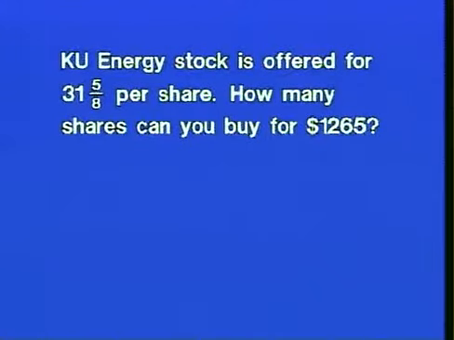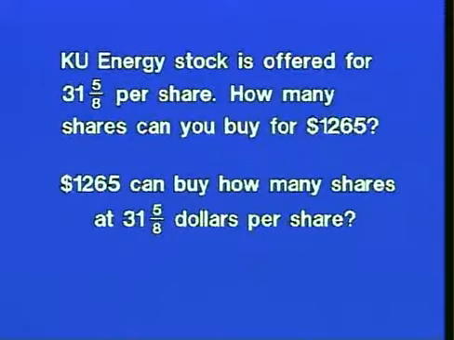It says KU Energy stock is offered for 31 5/8 per share. Now that means 31 5/8 dollars per share, but when talking about shares of stock, generally dollar signs are not used. How many shares can you buy for $1,265? Now you may interpret this problem immediately and understand what has to be divided here, but a lot of times if a problem is confusing, you just restate it in another way. Just say the same problem in another way. And here's another way to say this problem. $1,265 can buy how many shares at 31 5/8 dollars per share?